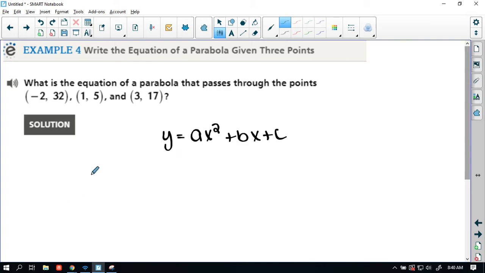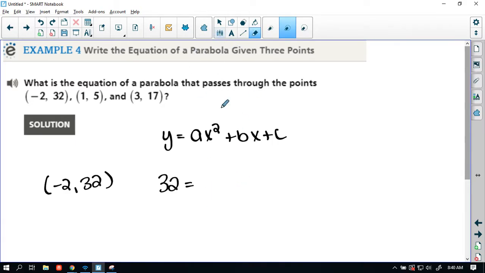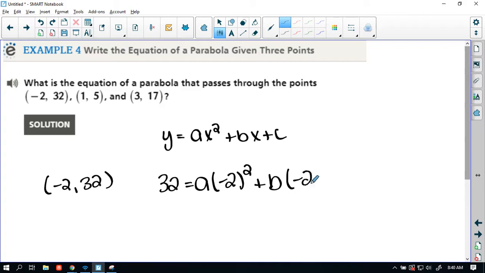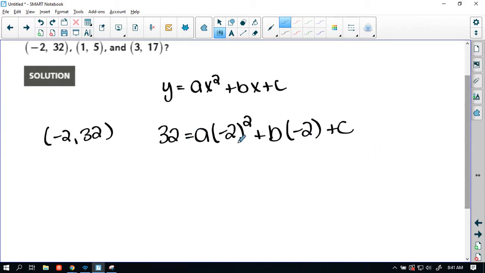So what I'm going to do first is I'm going to substitute that first point in, -2 and 32. So my first equation is going to be 32 equals a times -2 squared plus b times -2 plus c. All right, let's clean this up a little bit.